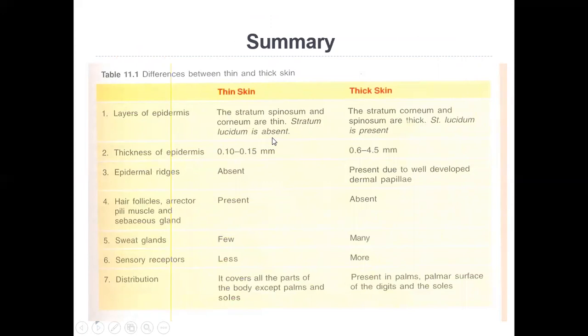Coming to the summary of the skin, the differences between thick and thin skin. Considering the layers of epidermis, thin skin has all the layers except stratum lucidum, whereas thick skin has the 5 layers. Thickness of thin skin is 0.10 to 0.15 millimeter, whereas thick skin is 0.6 to 4.5 millimeter. Epidermal ridges are absent in thin skin, whereas they are present in thick skin due to well-developed dermal papillae.